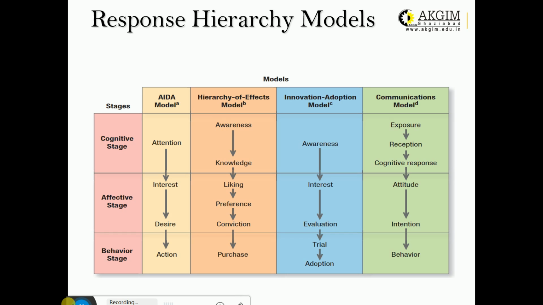In the affective stage, the purchase action materializes in the last stage, that is the behavioral stage. Now coming to the second model, that is the hierarchy of effect model. This hierarchy of effect model was designed by Robert J. Lavidge and Steiner in 1961. This again is an advertising communication model.